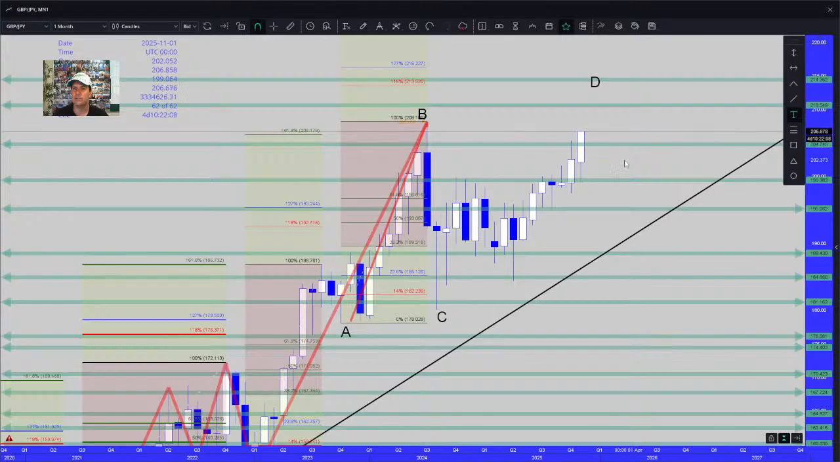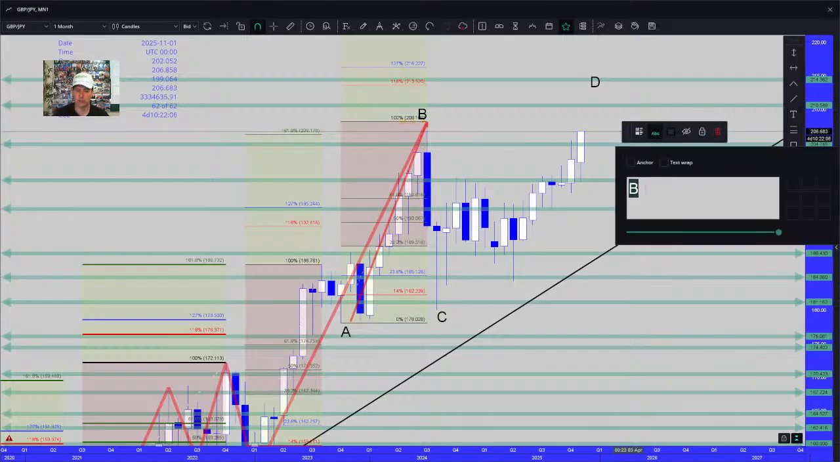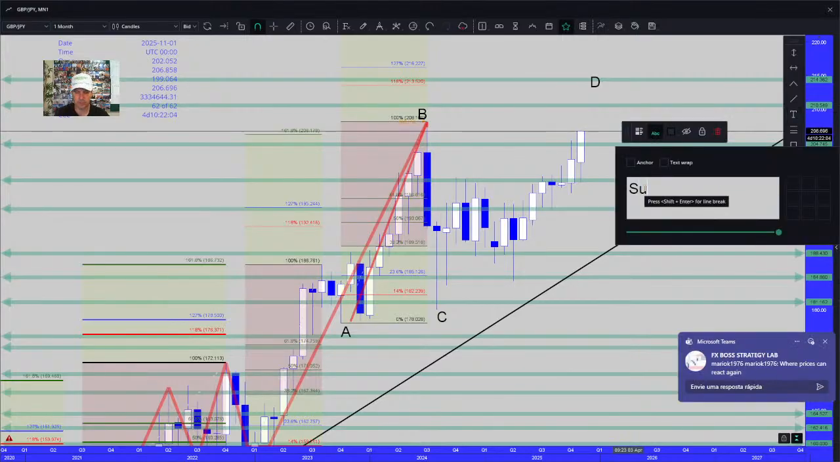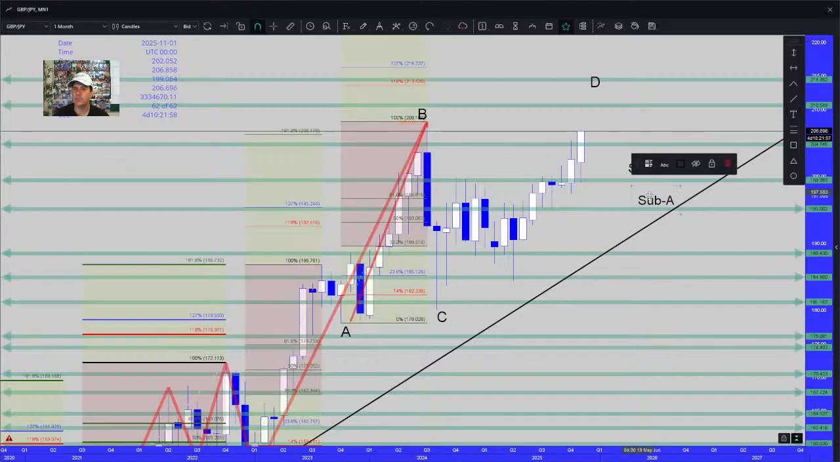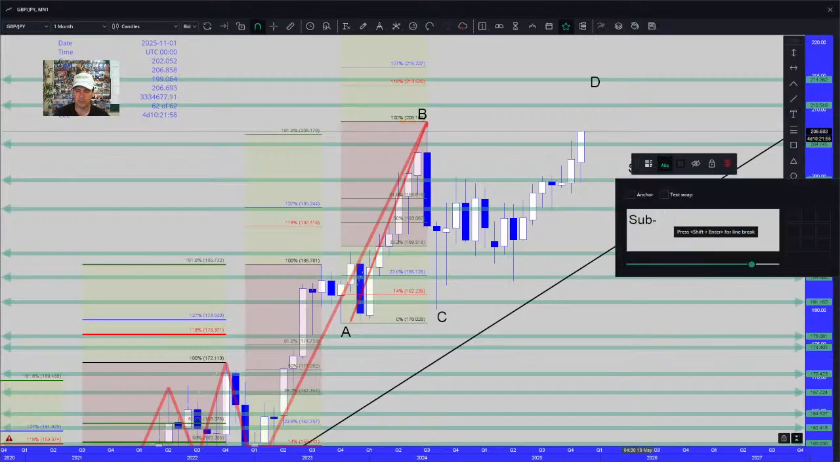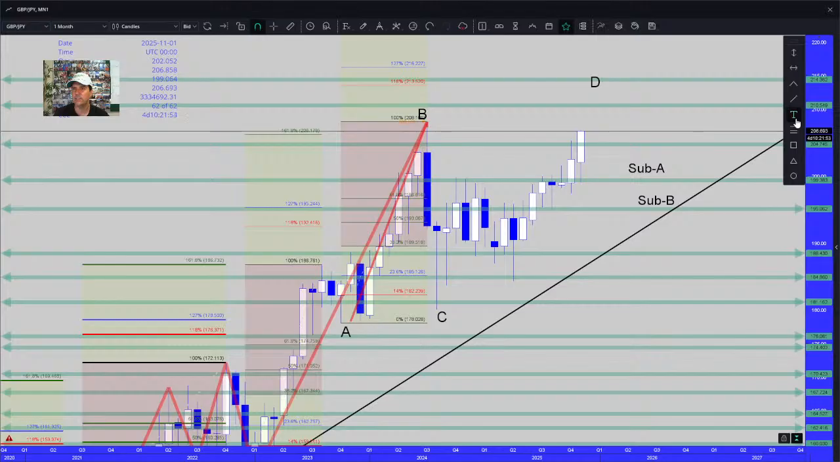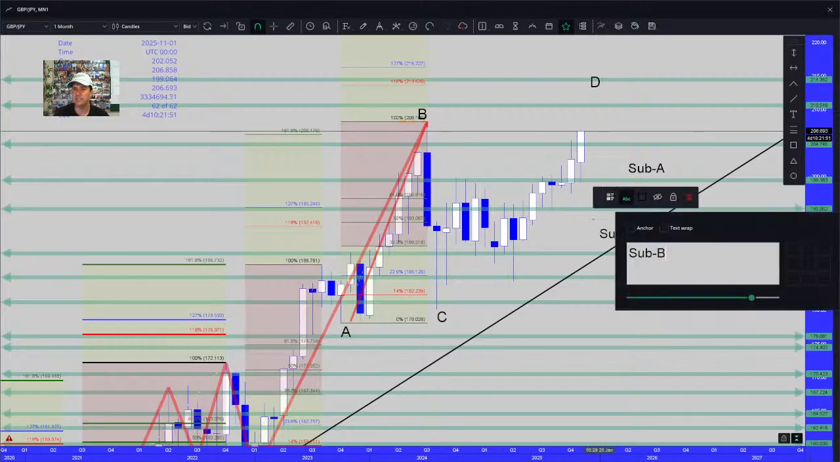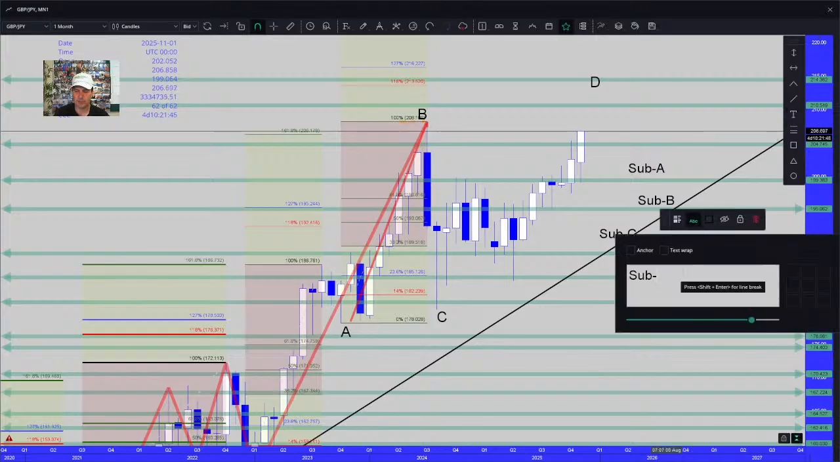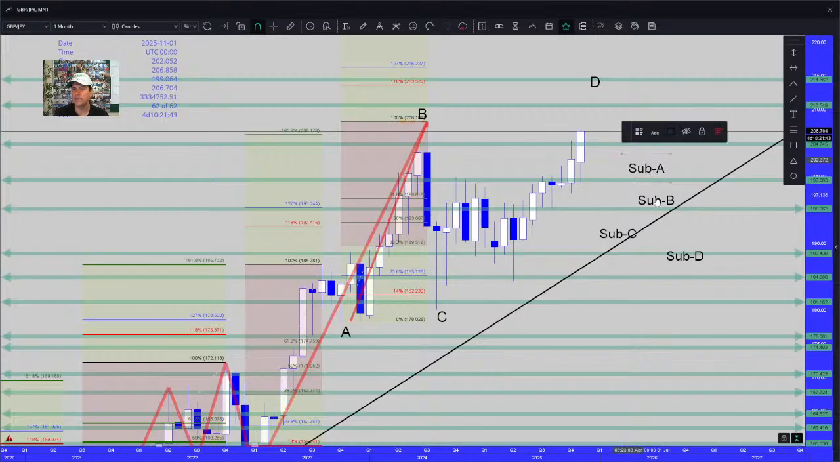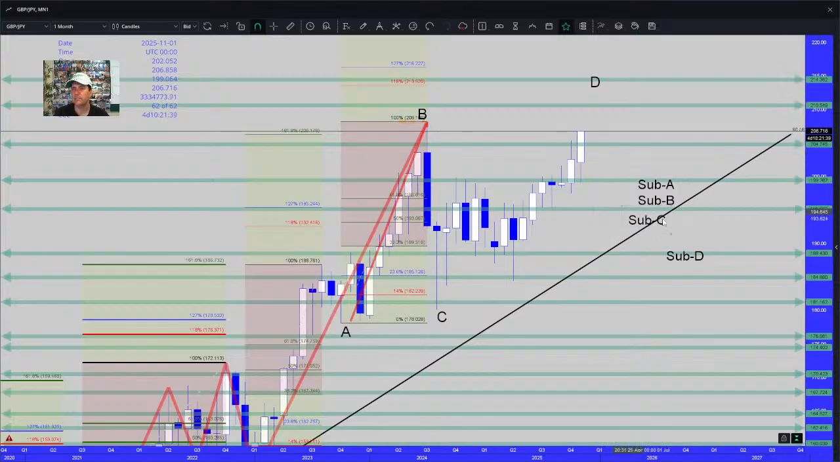Alright, now we are going to try to chart sub A. And then we're going to have the sub B, and then the sub C, and then the sub D. Sub A, sub B, sub C, sub D. Okay, everybody?